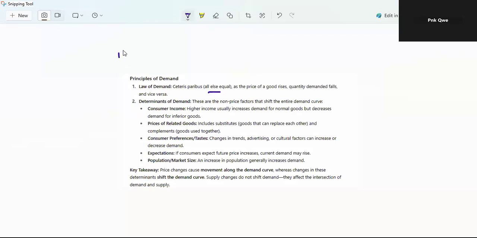So the determinants of demand include what? We have the price of that good, which is a factor. We have consumer income or disposable income. We have tastes and preferences. We have expectations. We have natural population. So ideally, price is one that will cause what? A movement along, meaning from point A to point B. If the price goes up, the quantity demanded will go down. This is just the law of demand.